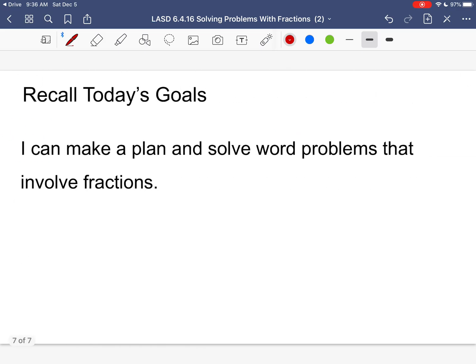So today's goals: you saw how to make a plan, the various steps involved in making a plan, and how to solve problems that involve fractions. And that's the end of today's lesson.